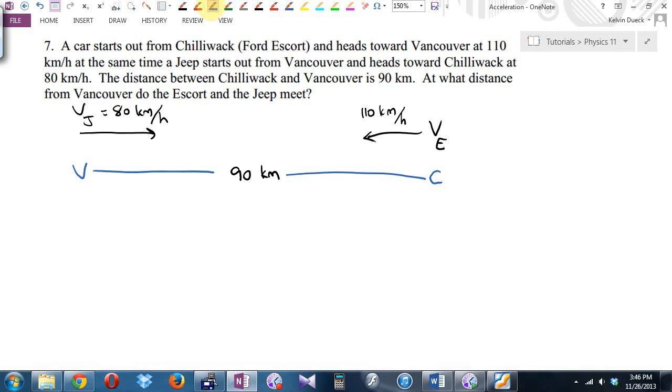Pretend one of these guys is standing still. That means the relative velocity is, hey, what's the relative velocity? 190. Oh, and how far, if one of them is standing still, how far are they traveling? 90.